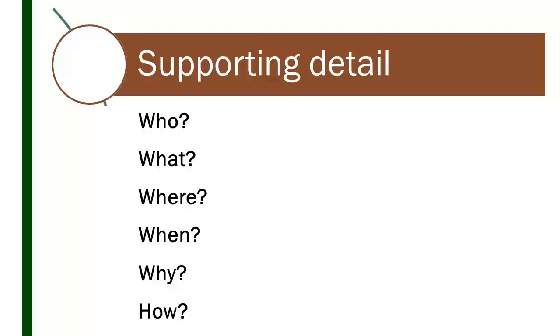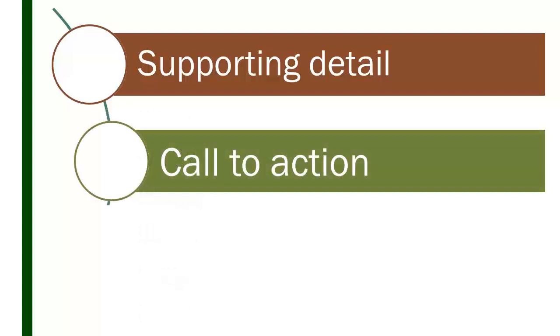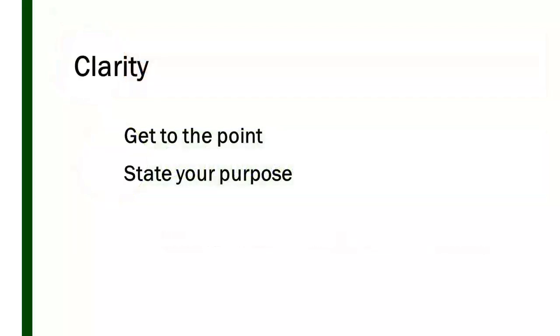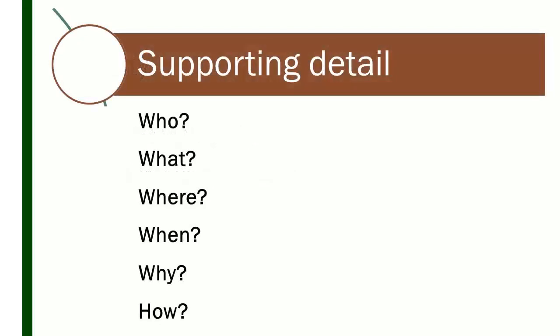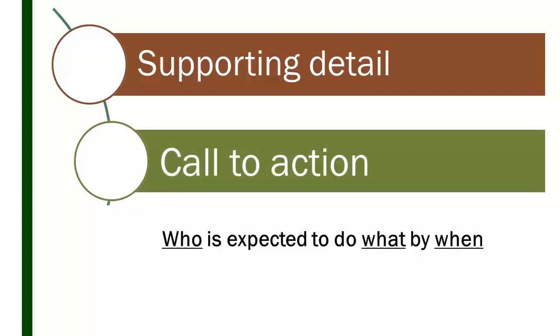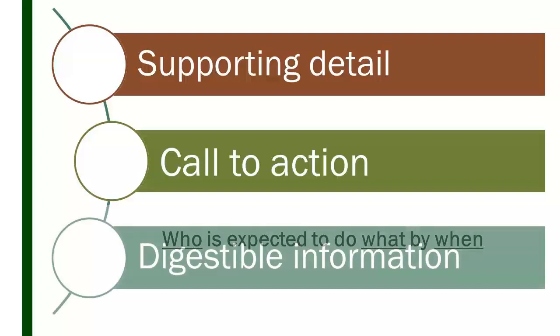Once you have your purpose stated with your supporting detail, you will end with your call to action. Your call to action can be as simple as who is expected to do what by when. So let me repeat that. You will start with your purpose. Your first sentence will be exactly the reason why you are writing to that audience member. You will then go into your supporting detail, answering who, what, where, when, why, and how. And any other detail can be eliminated. And finally, you will end with a call to action, something along the lines of who is expected to do what by when.